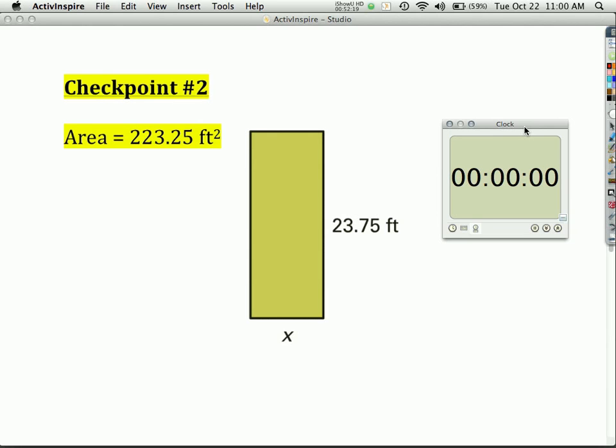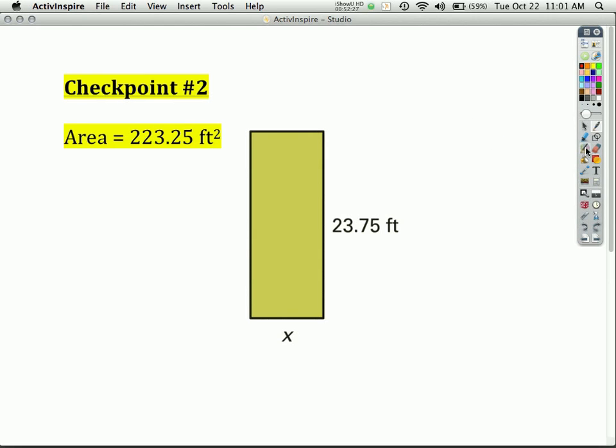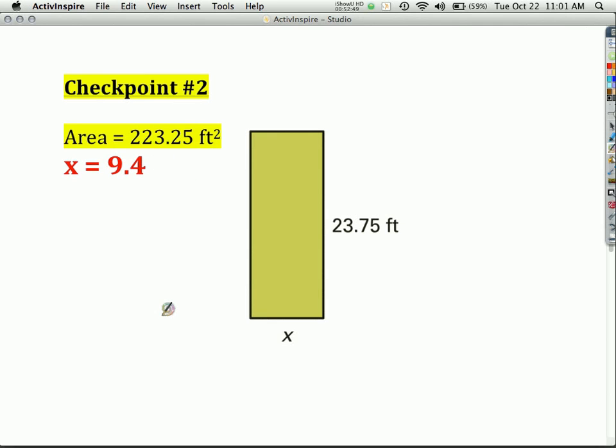All right. So looking for the solution first. What did we get for the missing side? We got Valerie, Briante, and then Kivon. Okay, big disagreement. 9.4 feet, so you agree with Valerie. So the correct answer is 9.4 feet.